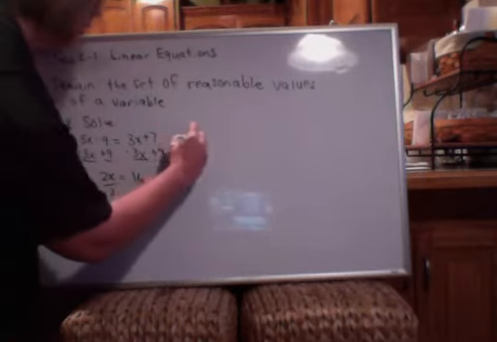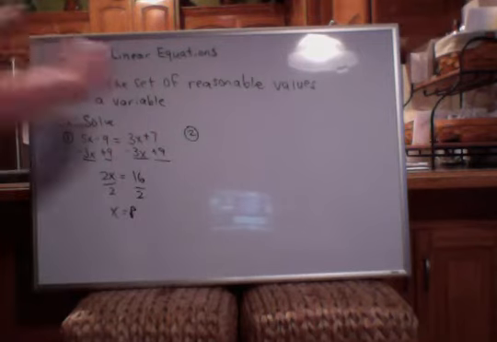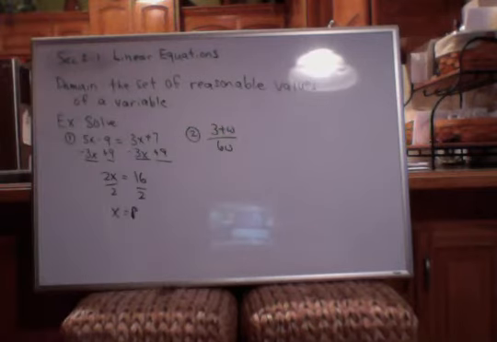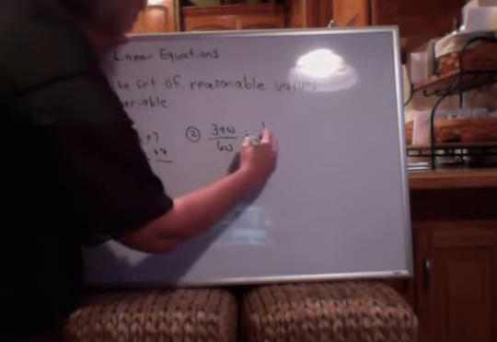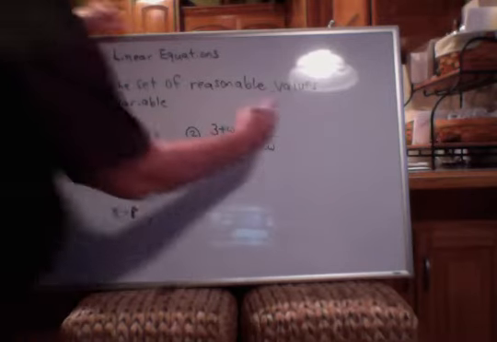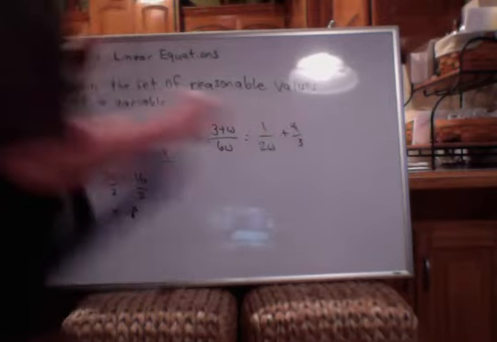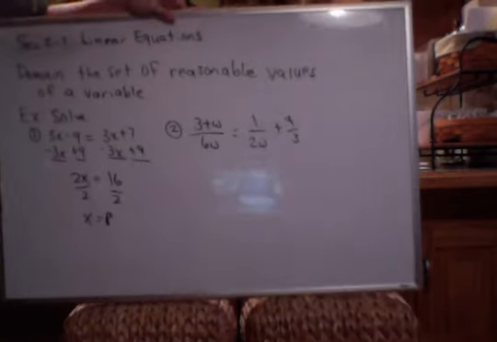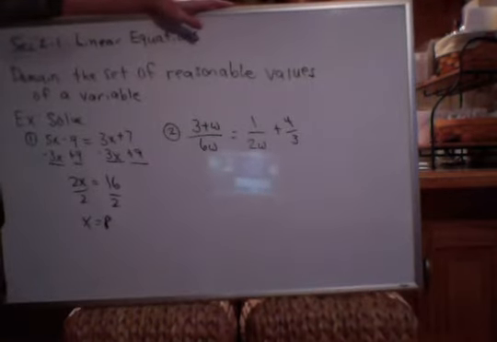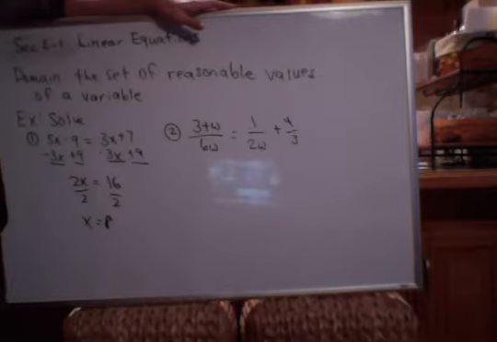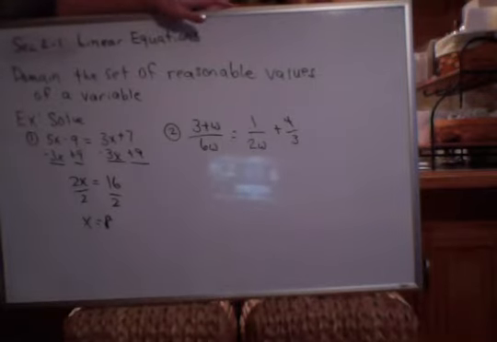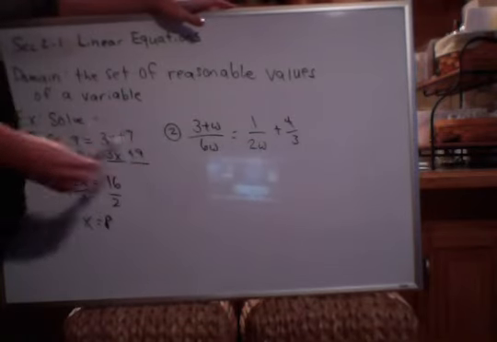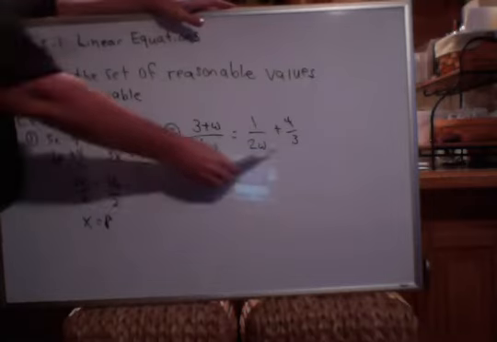The second equation that we're going to solve looks like this: (3 plus w) over 6w is equal to 1 over 2w plus 4 over 3. Now, this is an equation that begins with some fractions. The easiest way to solve an equation that begins with fractions is to get rid of the fractions in the beginning. The way that we do this is that we multiply every term in our equation by the common denominator of all of the denominators.